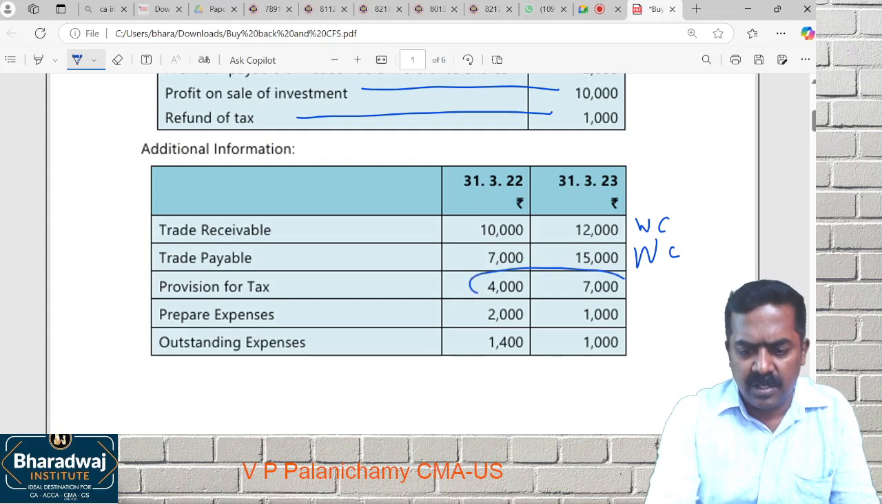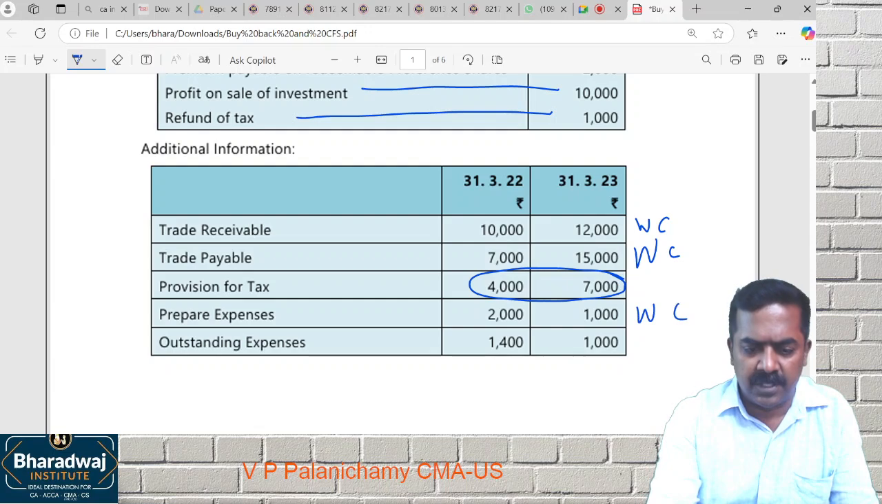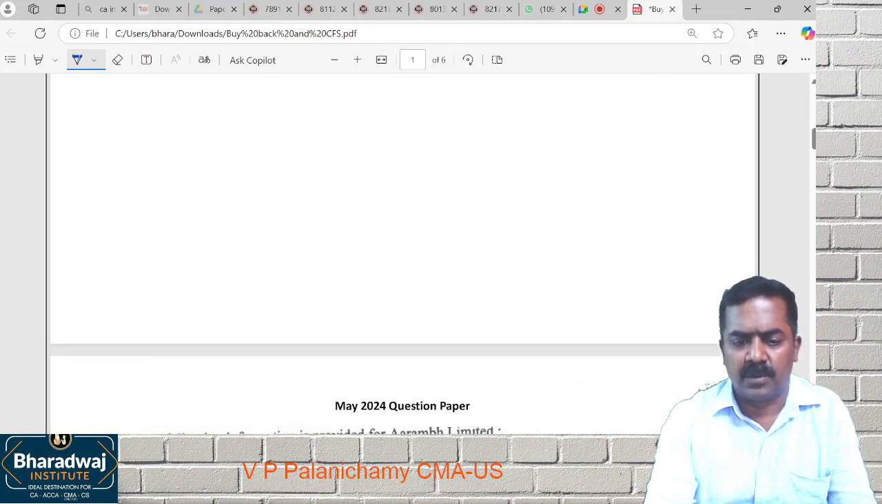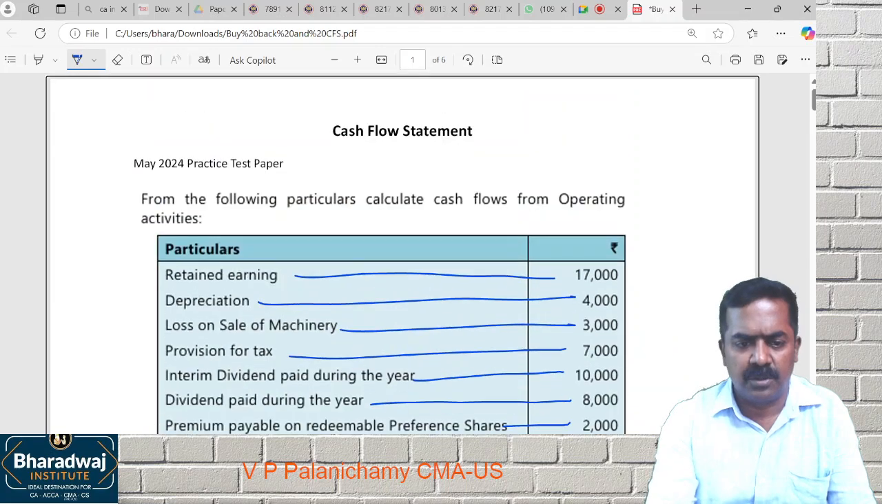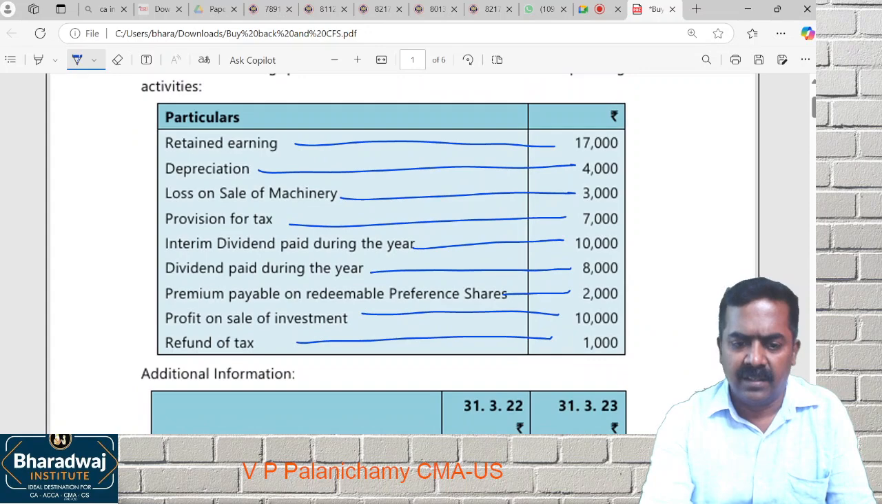Working capital changes. Provision for tax, we will prepare a ledger account and check. Prepaid expenses will be adjusted in working capital changes. Outstanding expense also will be adjusted in which one? Working capital changes. They ask you to work out only which one? Cash from which activity? Operating activity. Try it.